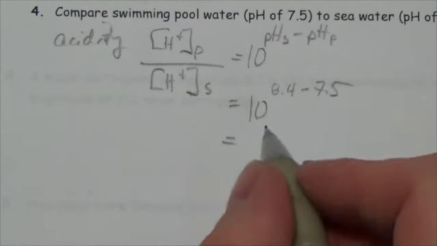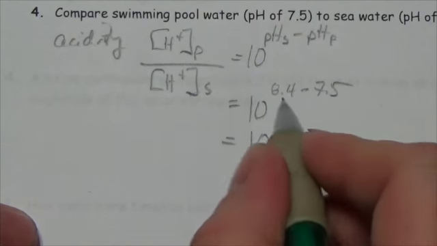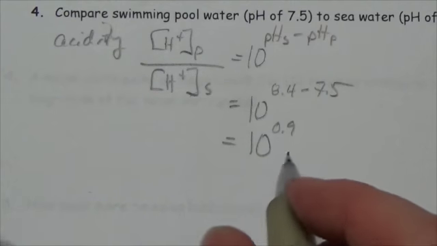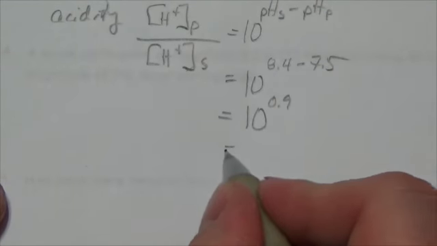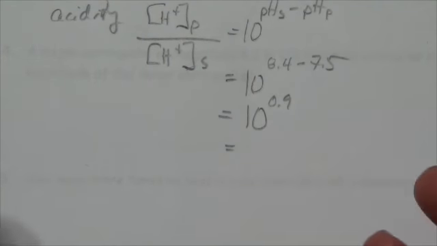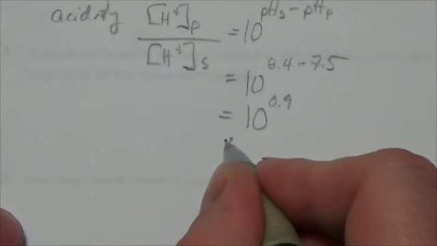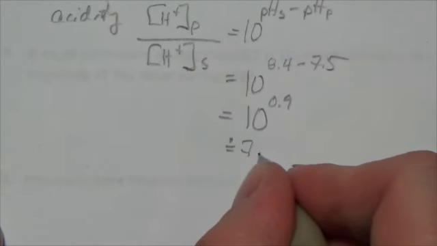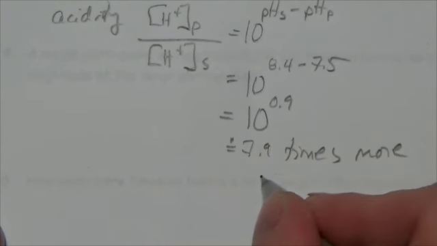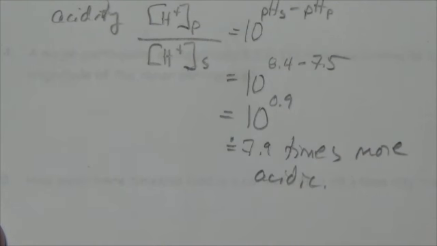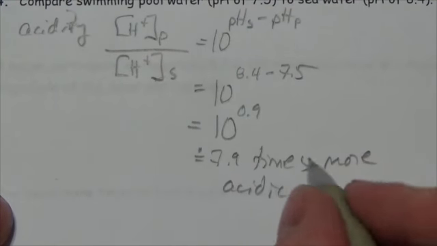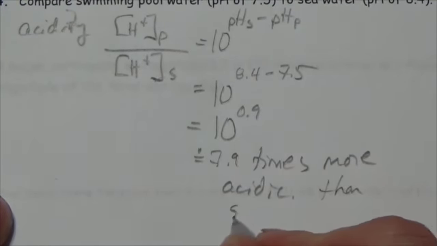Okay, so what is that? 8.4 minus 7.5 is going to be 0.9. And now to figure out how many times more acidic it is, we're going to take 10 to the power of 0.9. And we're going to get, well, we'll round it here, make this approximate, 7.9 times more acidic. So the pool water is 7.9 times more acidic than seawater.